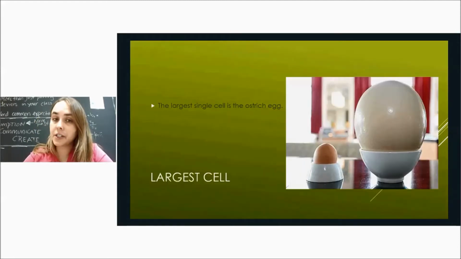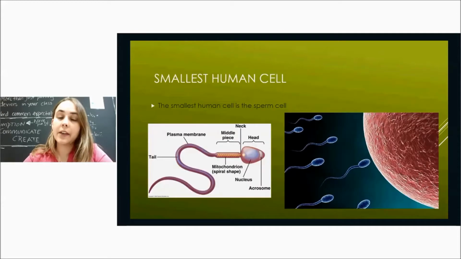The largest single cell is the ostrich egg. It is just one cell. And the smallest human cell is the sperm cell.